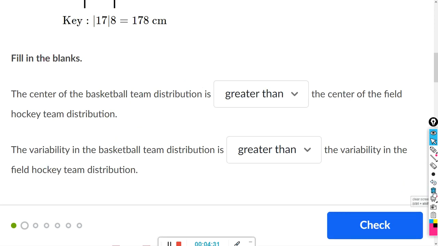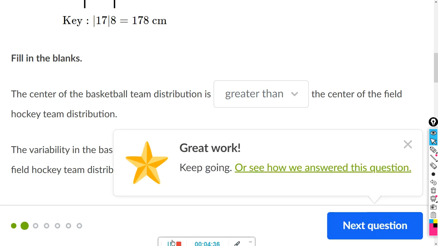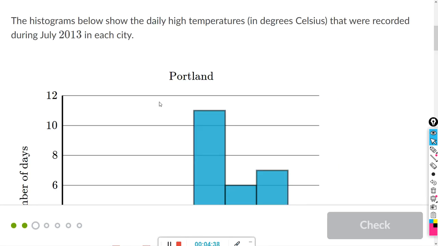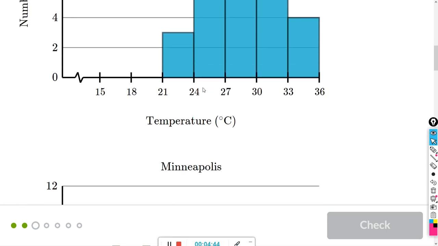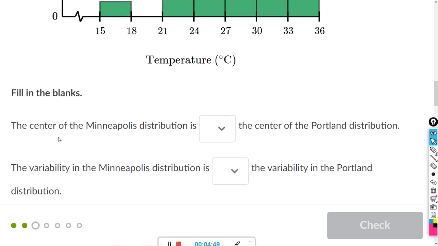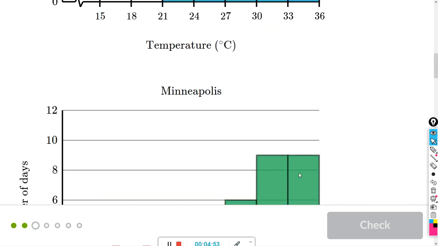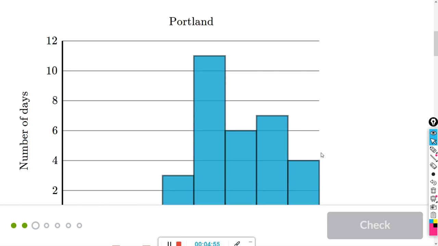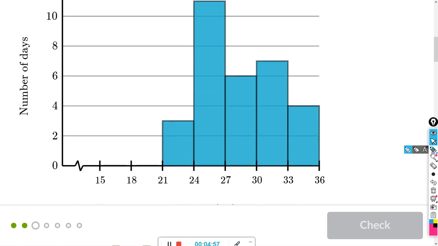Alright, so here we have the histograms, daily high temperatures in Celsius. We have Portland and Minneapolis. So the first one, as always, they're comparing the center of the distributions. For Portland, I would say the center is around this bar right here. So the center is going to be around 27 to 30.